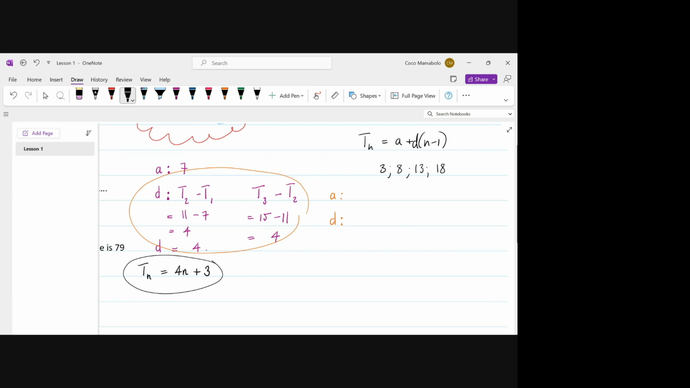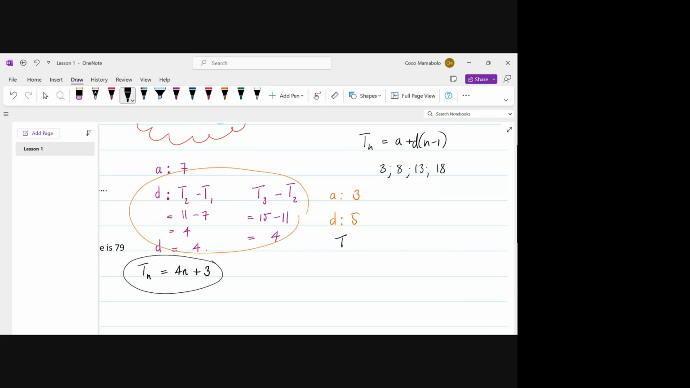Okay, so let's start with A. We said A was? A is 5 because 18 minus 13. Oh, sorry, A is 3. I thought it was use the number in the first position. Good. D is? D is 5 because 18 minus 13. Yes, D is 5. 13 minus 8 is 5. 8 minus 3 is 5. Good. All right. So let's put this in the formula.